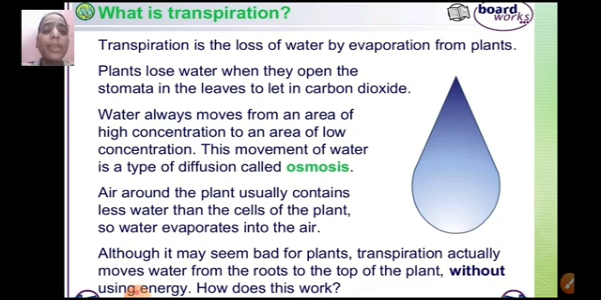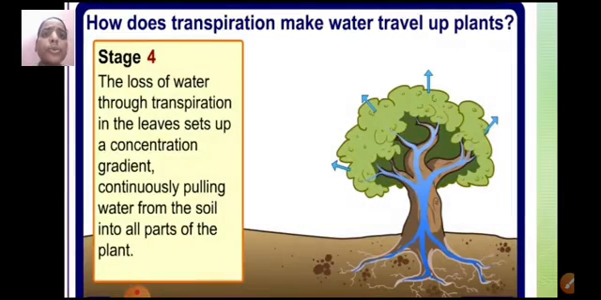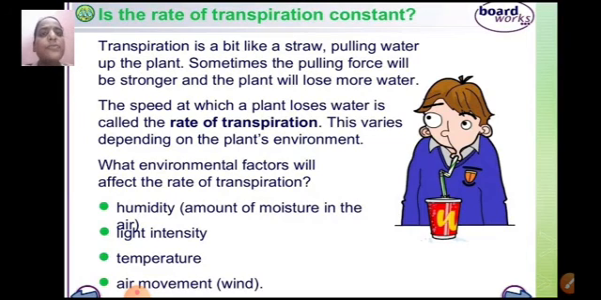Water always moves from an area of high concentration to an area of low concentration. This movement of water is a type of diffusion, but the process is known as osmosis. Air around a plant usually contains less water than the cells of the plant, so water evaporates into the air. Although it may seem bad for plants, transpiration actually moves water from the roots to the top of the plant without using any energy. The loss of water through transpiration in the leaf sets up a concentration gradient, continuously pulling water from the soil into all parts of the plant, and this is known as ascent of sap.